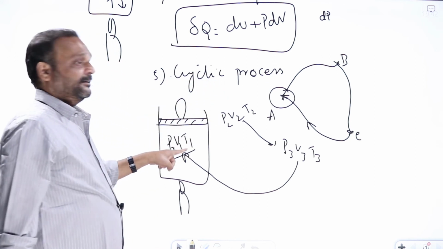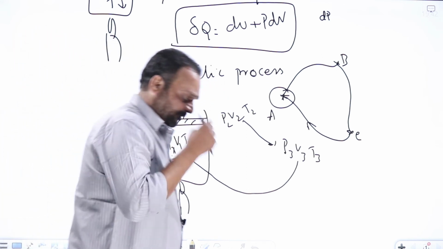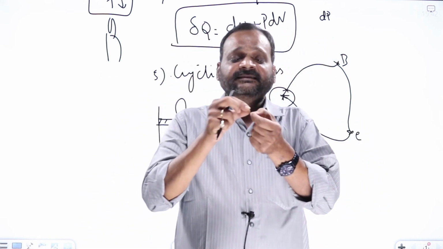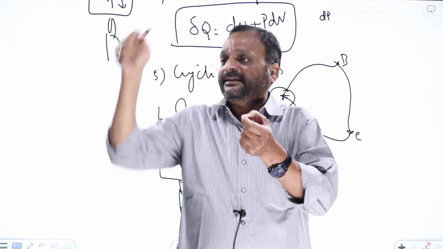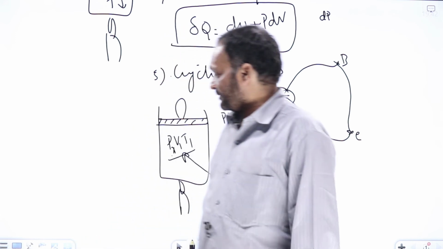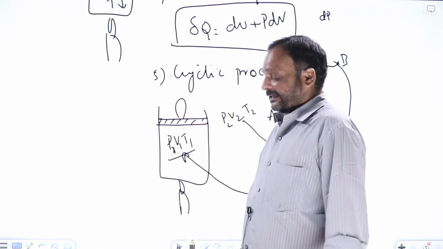such a process is called a cyclic process. So, a cyclic process is one in which the gas is made to undergo a series of changes, and again, after the end of the process, it is brought back to its initial state. Such a process is a cyclic process. Now, what happens in a cyclic process?